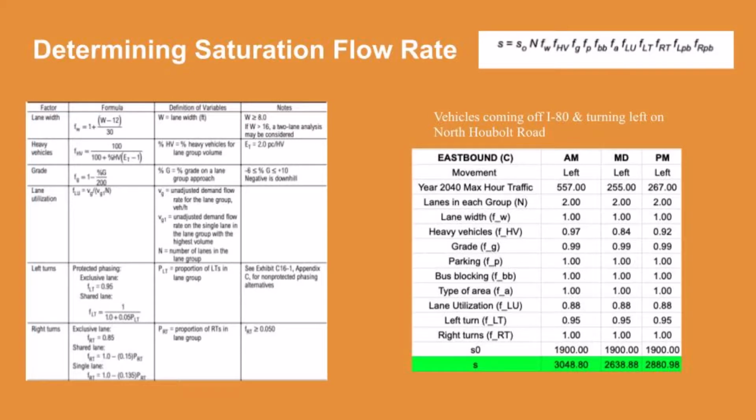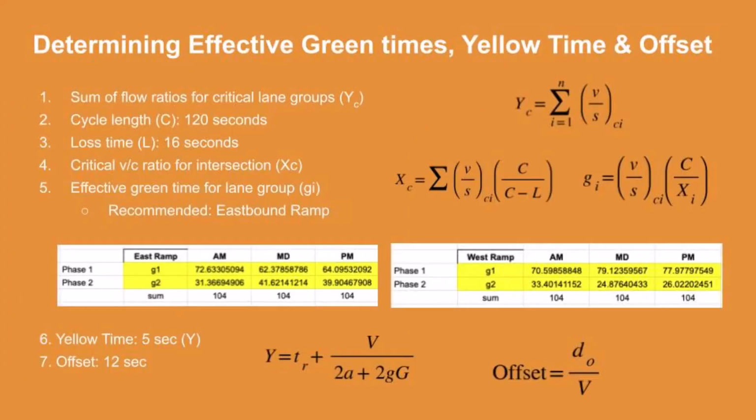Here are equations for the factors that we used to calculate the adjusted saturation rate. Shown is an example of vehicles coming off I-80 and turning left onto North Houbolt Road. We use the saturation flow rates to calculate the flow ratio, which is later used to determine green times for each phase. Before we were able to determine the effective green times, we had to calculate some variables first, like the sum of the flows for critical lane groups and the effective green times for each lane group.